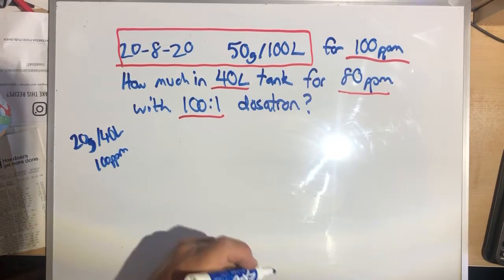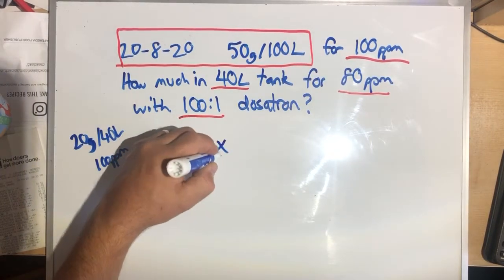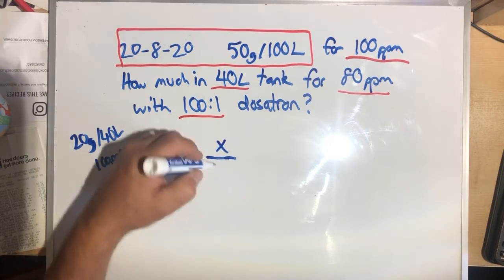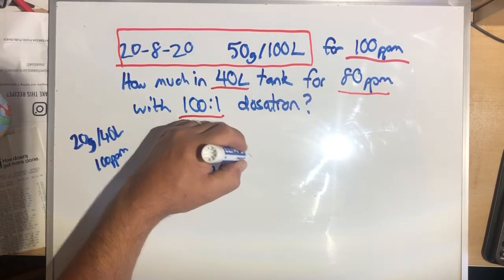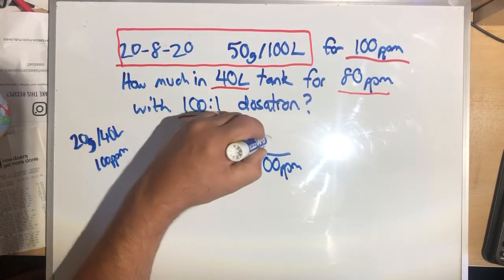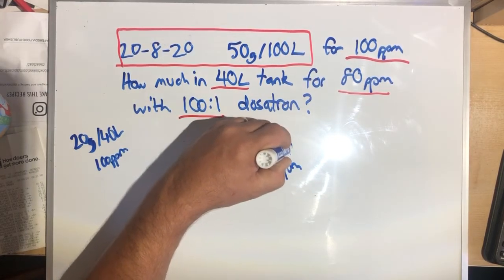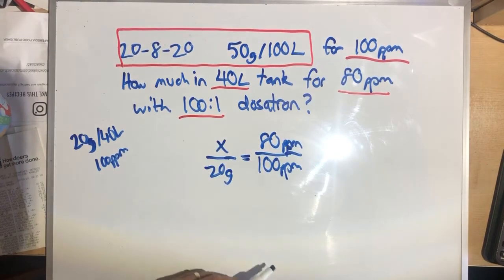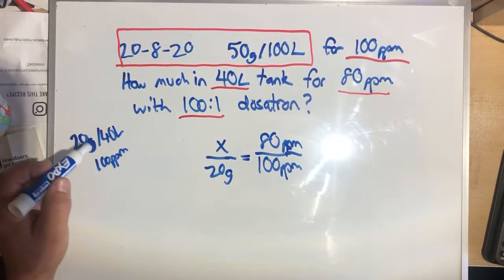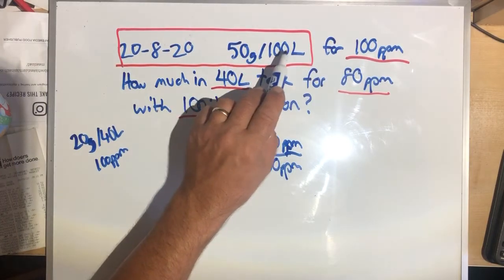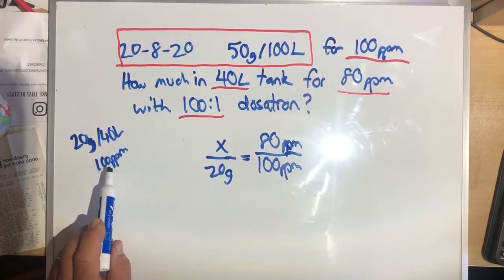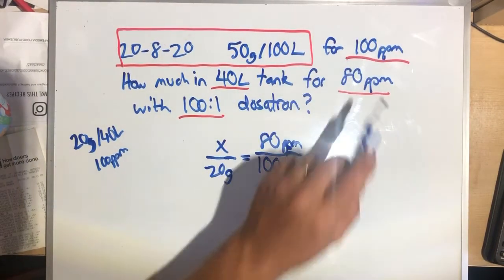Okay, so now we know 20 grams gives us 100 ppm. What gives us 80 ppm? So remember, this was to calculate it for 100 ppm. 50 grams for 100 liters is 100 ppm, which means 20 grams in 40 liters is 100 ppm. Now we're correcting it down from 100 down to 80.